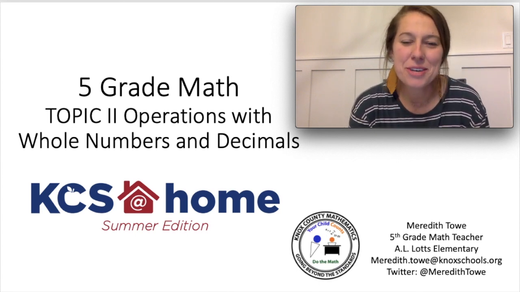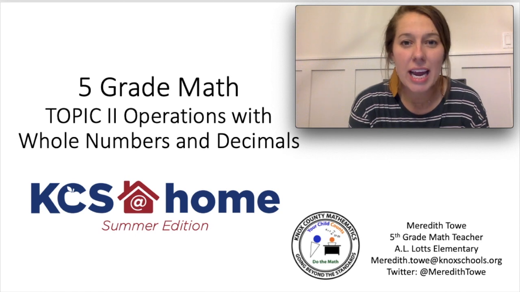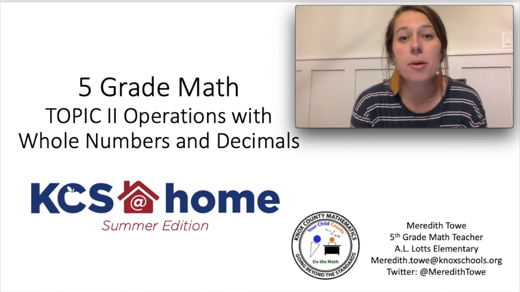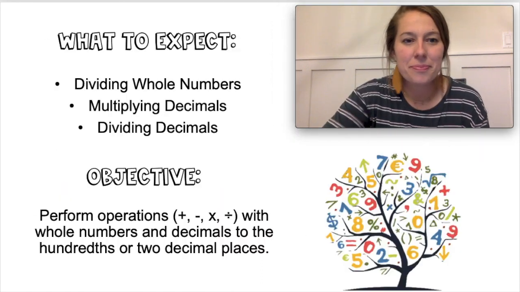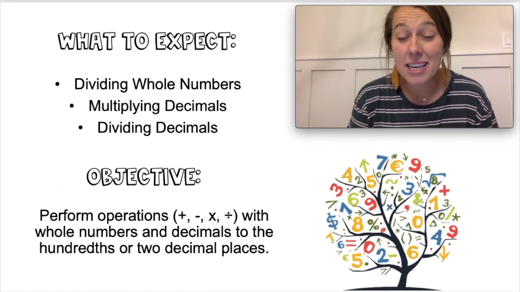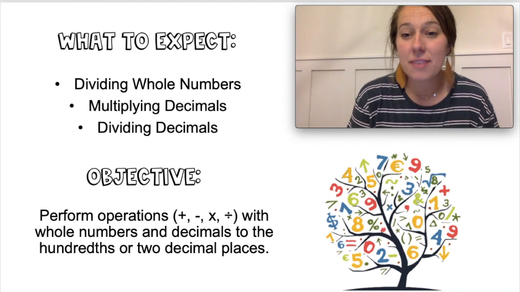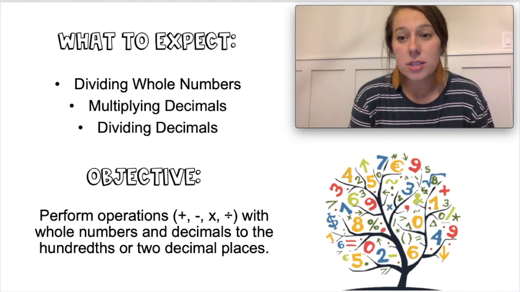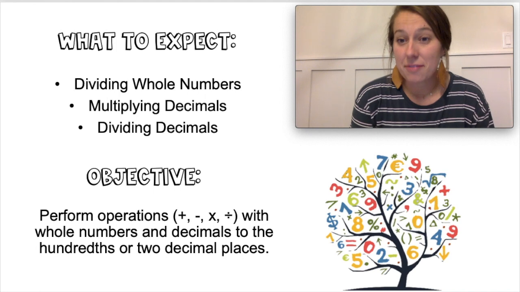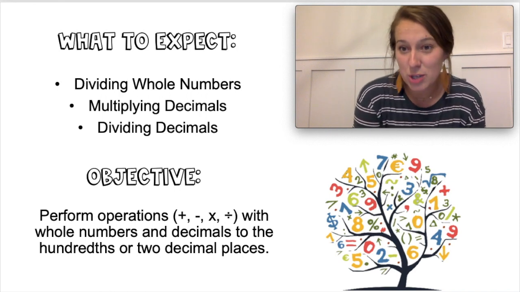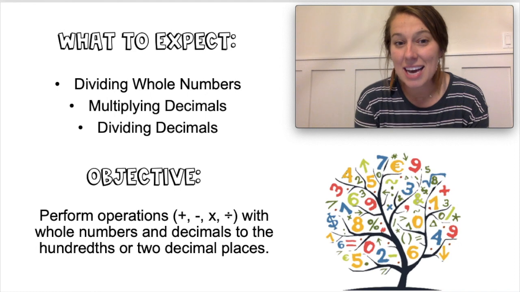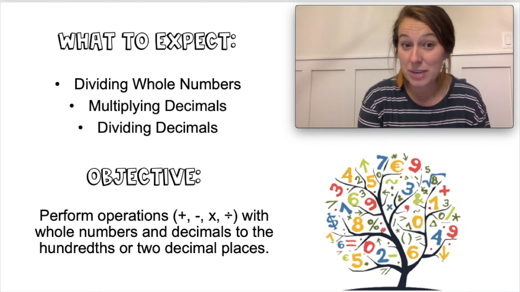So today we're going to review 5th grade topic 2, which is operations with whole numbers and decimals. What you can expect to review today is dividing whole numbers, multiplying decimals, and dividing decimals. You will have all of these in your packet. You will also need to do some subtraction and addition because that is how you do these 3 items.